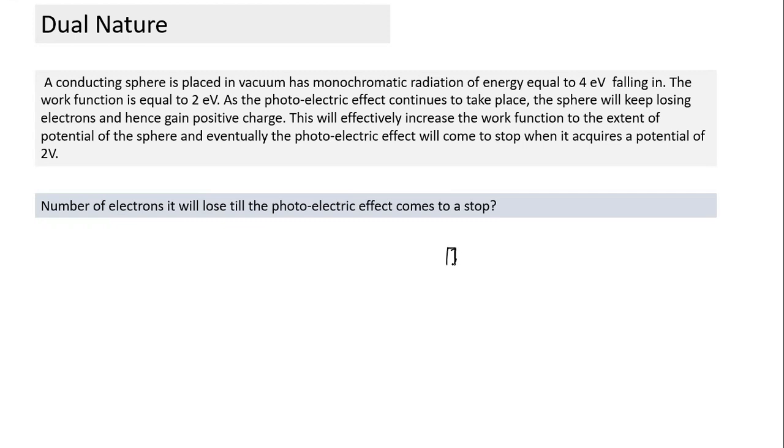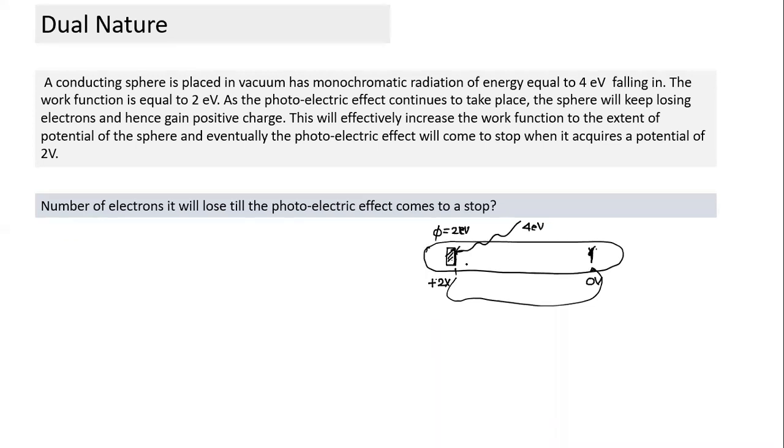Suppose I have a conducting plate here. Let's say this has a work function of 2 electron volts, and the radiation which is falling is 4 electron volts, right? So if this is one plate, just like your vacuum tube, suppose I create a potential equal to 2 volts and this has 0 volts, what will happen? Is it not acting as a stopping potential now?